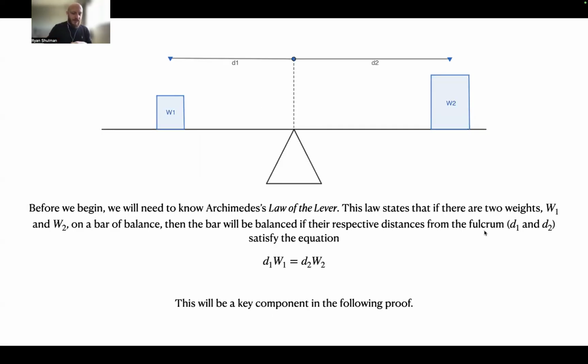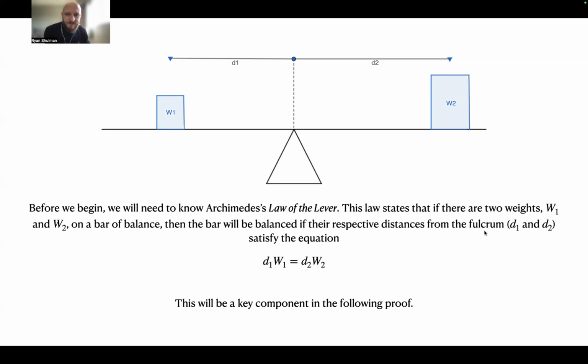Before we jump into that proof, there's a preliminary statement that I want to make because there's a very key point in the proof where Archimedes uses something called the law of the lever. I'm obviously not here going to prove the law of the lever, but I'm just going to state it.